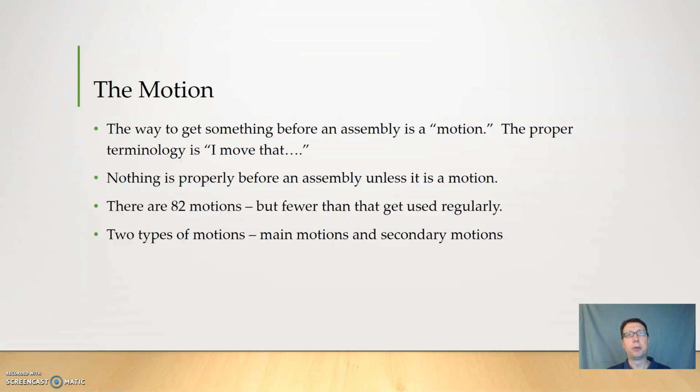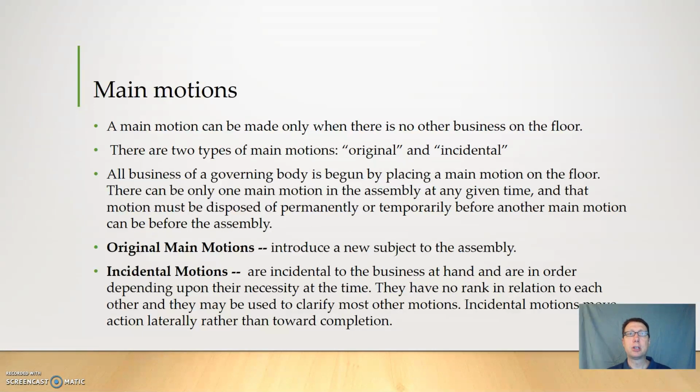And really broadly, I'm going to talk more about motions. There are 2 types of motions, main motions and secondary motions. Main motions can be made only when there's no other business on the floor. There are 2 types of main motions, original main motion and incidental main motion. All business of a governing body is begun by placing a main motion on the floor. There can only be one main motion in the assembly at any given time, and that motion must be disposed of permanently or temporarily before another main motion can be before the assembly.